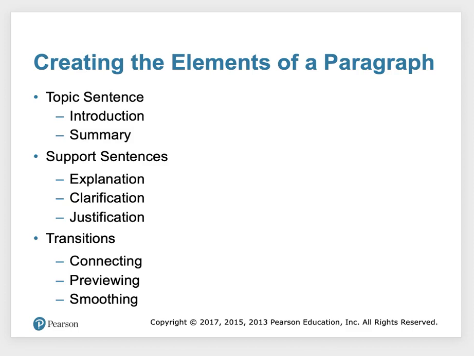So a paragraph is made up of several elements. It has a topic sentence, it has supporting sentences, and it has transition. Now, for your topic sentence, that would include the topic. It gives the reader a summary of the general idea that's going to be covered in the rest of the paragraph and reminds the audience of the purpose of each paragraph.